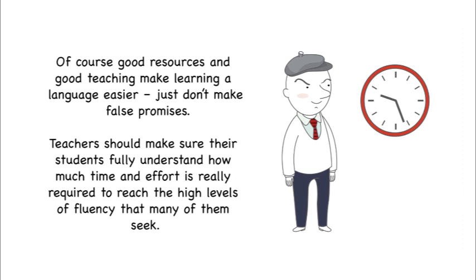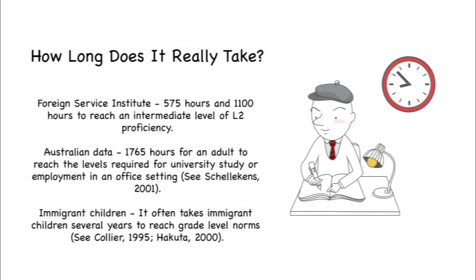It often takes years. But don't take my word for it. Let's look at what the research says. According to the Foreign Service Institute, it takes an adult subject with no prior knowledge of a language between 575 hours and 1,100 hours of teacher-accompanied study just to reach an intermediate level of proficiency.